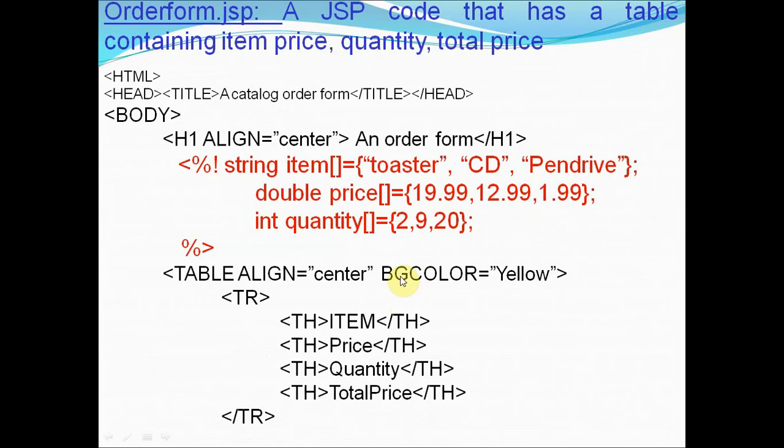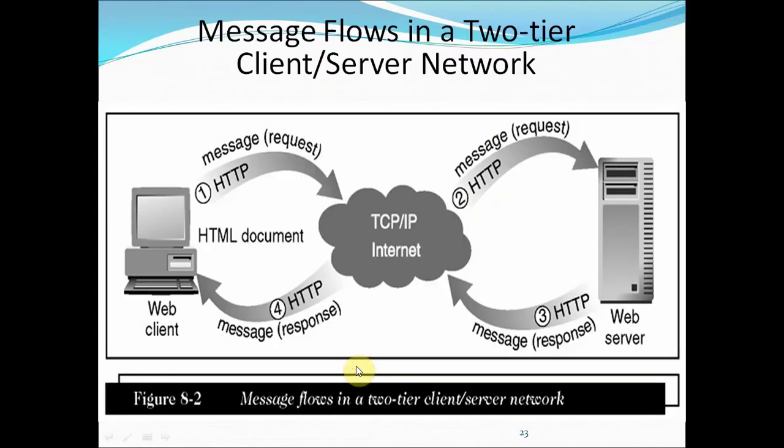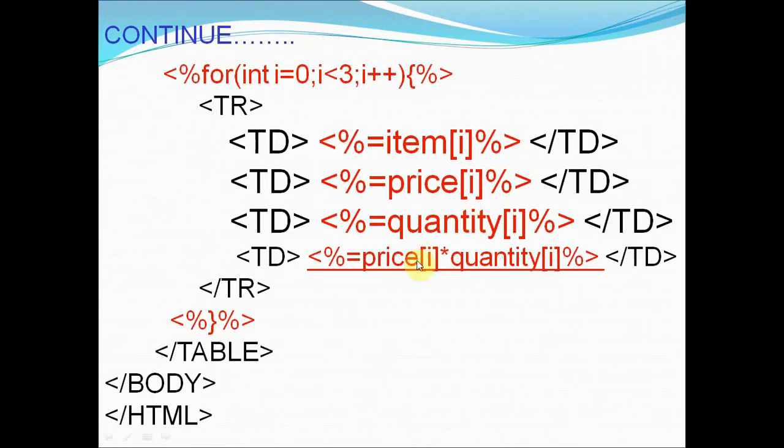आप यहाँ पे देखिए, पहला item, दूसरा price, तीसरा quantity. तो item की 0 position, price की 0 position, quantity की 0 position. So you have to write here I means 0, item 0, price 0, quantity 0, and the fourth one is, जो चौथा है वो है total price. Total price equals price multiply quantity. So it will be price की 0 position multiply quantity की 0 position.